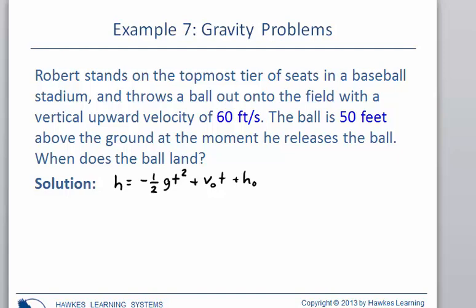We have a general form for an equation that represents the path of the ball. In this general form of the equation, g, v sub 0, and h sub 0 are all constants. G is the force due to gravity, and it's typically 32 feet per second squared.